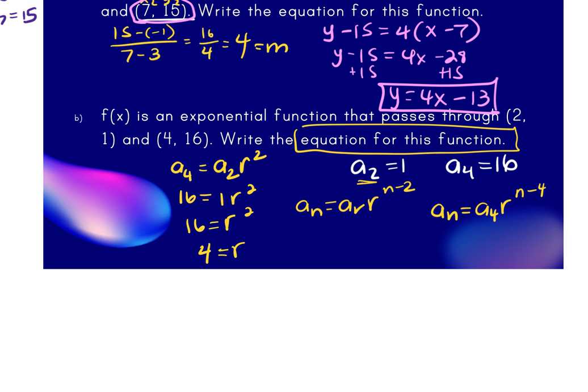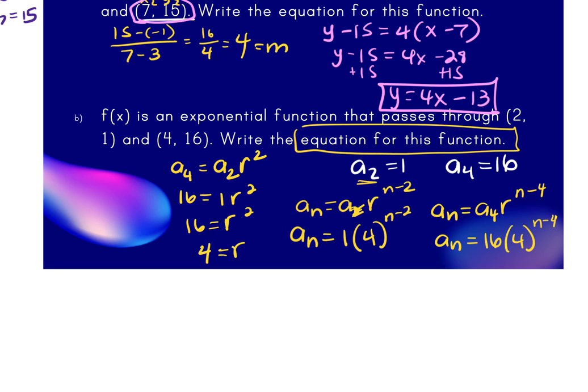And I'm going to plug in the A value that I have. This is A2. I'm going to plug in what I have. So AN would equal, my A2 is 1, times R, which is 4, to the N minus 2. AN equals A4, which is 16, times R, which is 4, to the N minus 4. You with me so far?